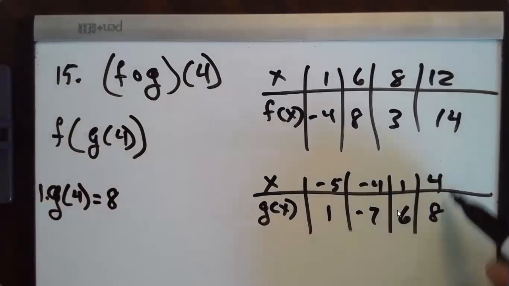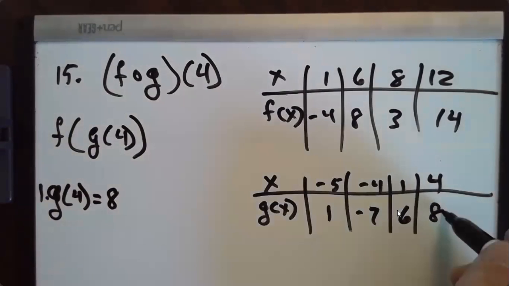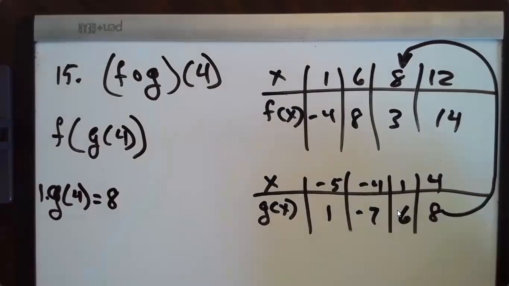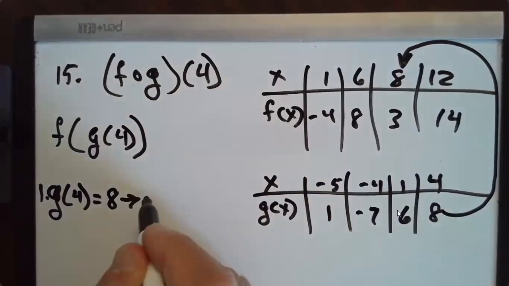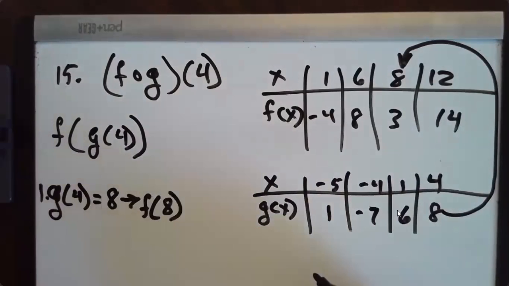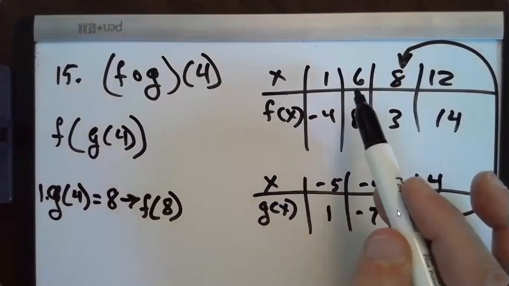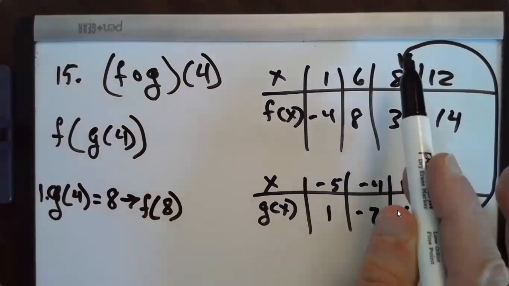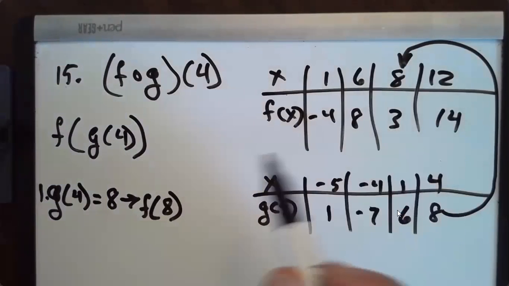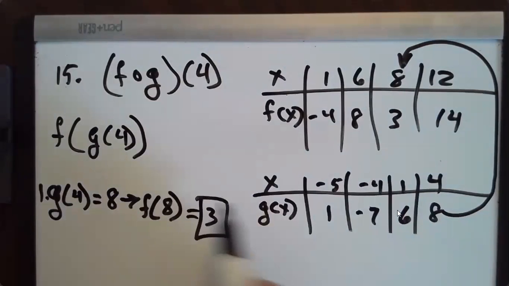So whatever comes out here on this bottom line goes back as an input for f. So this will be the input for f of x. Now we're looking for f of 8. So now f of 8, the input x is 8. So the output for f of x is 3. And that's our answer. Okay?